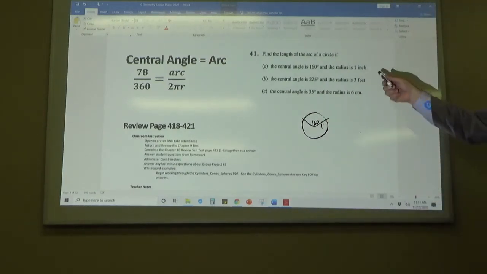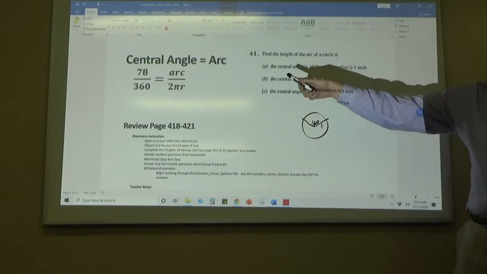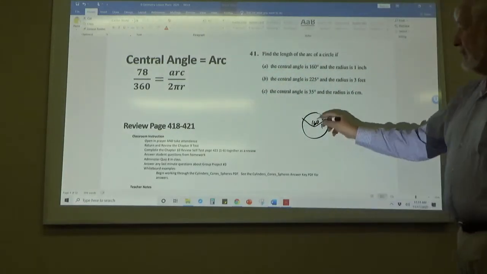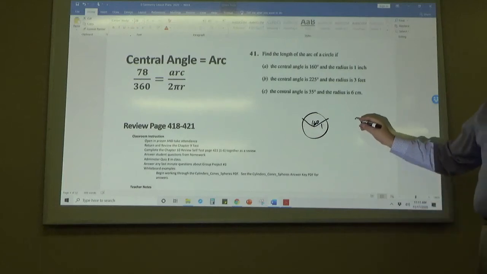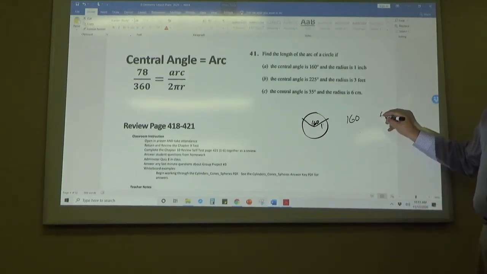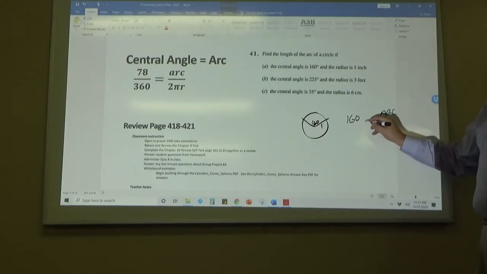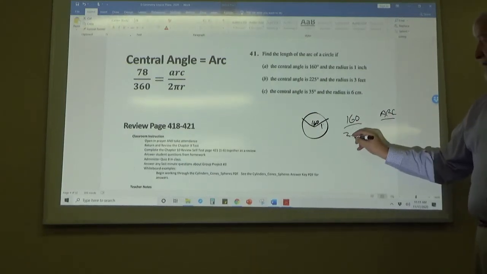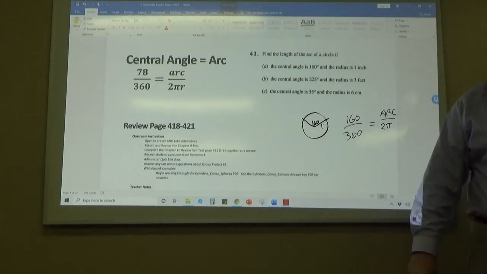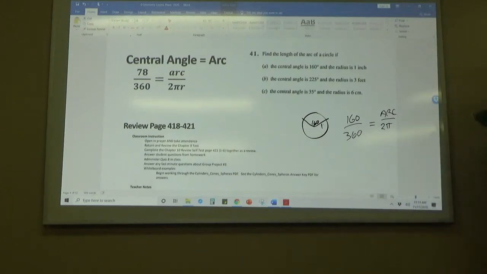So now my question is, that's what we did some time ago. So what numbers do I have to have with this information? 160 is to arc as 360 is to what? 2 pi radius of 1, so 2 pi. All right, so find the value. Don't call it out. Find the value in your calculator.